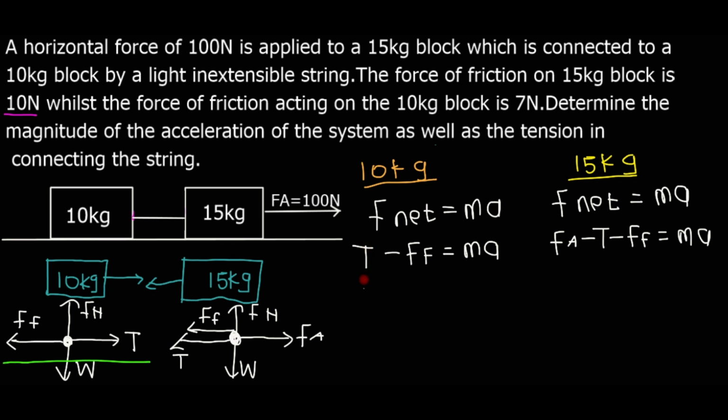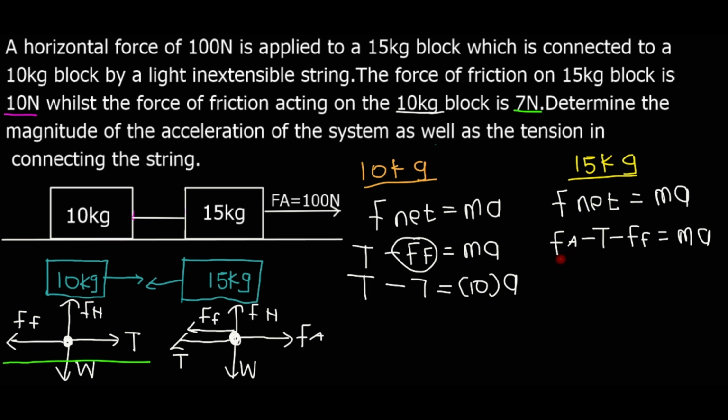So now let's substitute, but I don't have the tension, so I will say T, and then minus the friction of the 10 kilogram block which they gave us, because they said the force of friction on the 15 kg block is 10, and for the 10 kilogram block it is 7 newtons. So here I will say minus 7, and then equal to the mass, which is 10, and remember we want the acceleration.